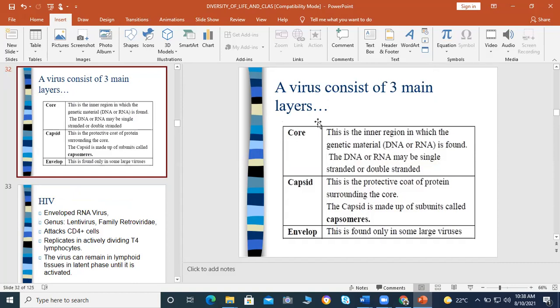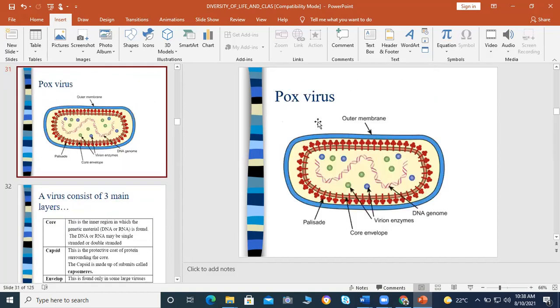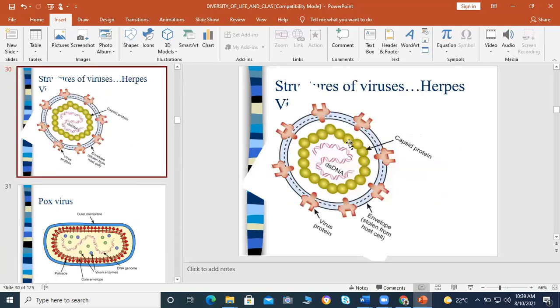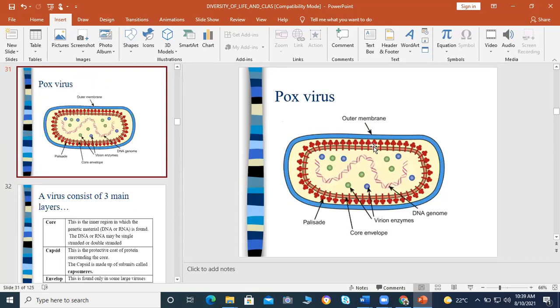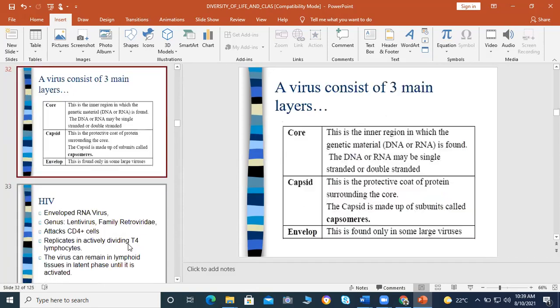Then the capsid is a protective coat, which is a protein, and it is the one that protects the core or the genetic material. So they have different units that we now call capsomeres. Each one of these you are seeing is a capsomere. When you come here, each one of these, where they are divided with that brown line, is a capsomere. So they form that layer of proteins that protects the genetic material. And then we have the envelope. Envelope is normally found in larger viruses. They are not common in all other viruses.